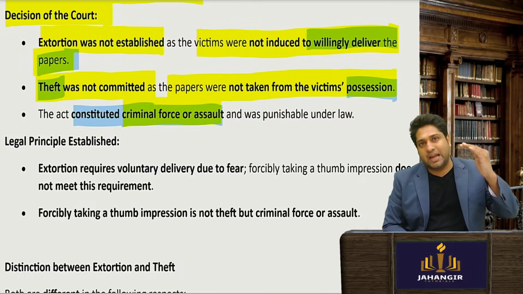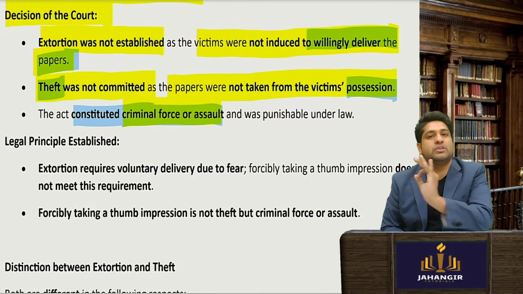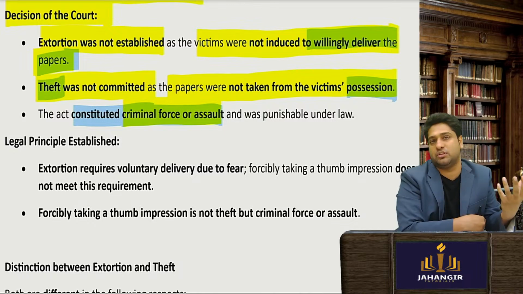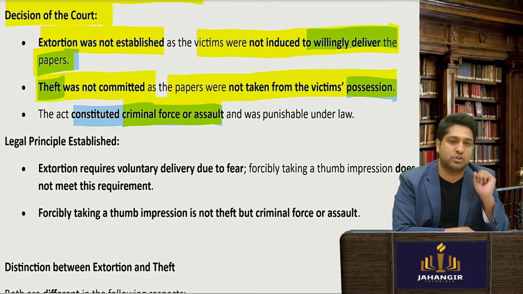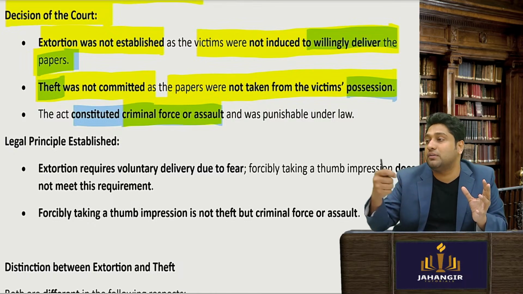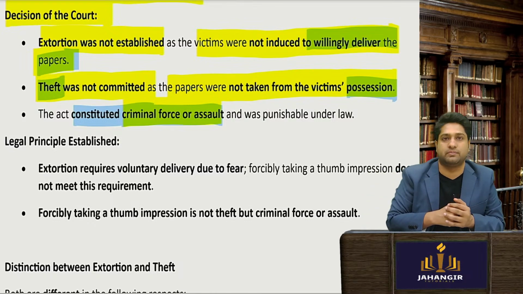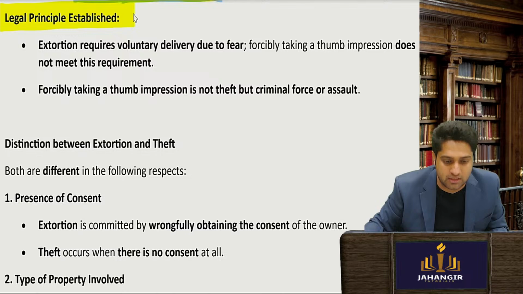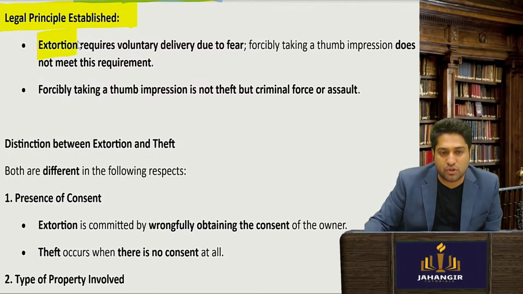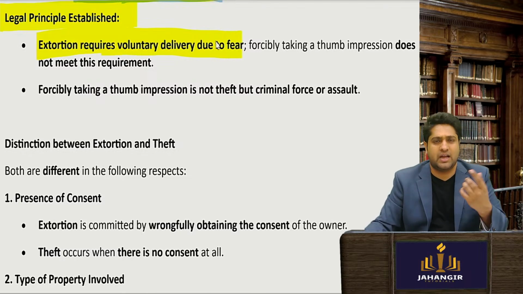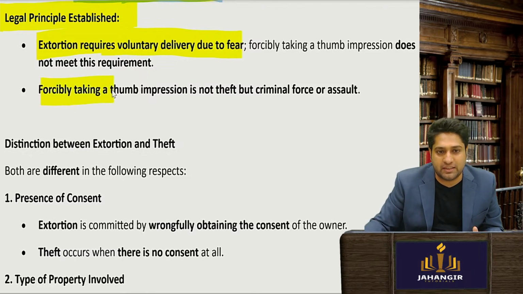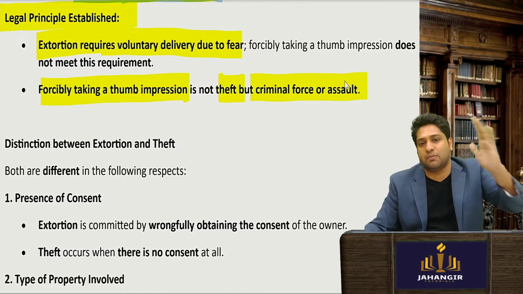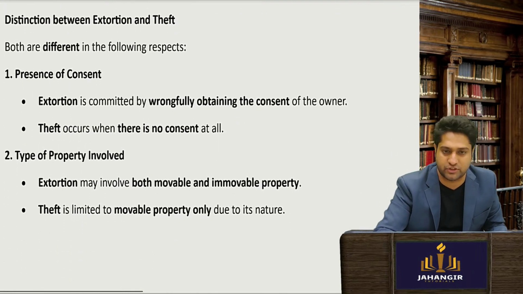So for any offense to apply, exactly those elements should be fulfilled. In theft, it is written that you have to take the movable property out of the person's possession. That was not done. Second, in extortion, I create a fear and then make you willingly deliver it to me. That also did not happen here. So the legal principle established is that extortion requires voluntary delivery due to fear, and forcibly taking a thumb impression is not theft because it is a force. That would be a criminal force. Assault will be a different section.